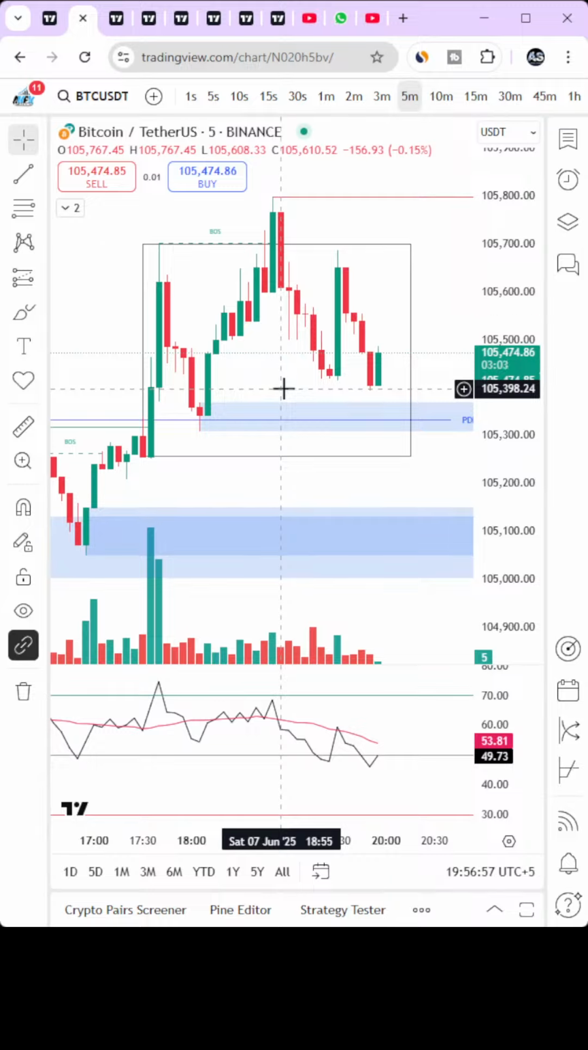Waiting would be the better option, otherwise we may be liquidated. If we want to be safe from liquidation, we have to wait.